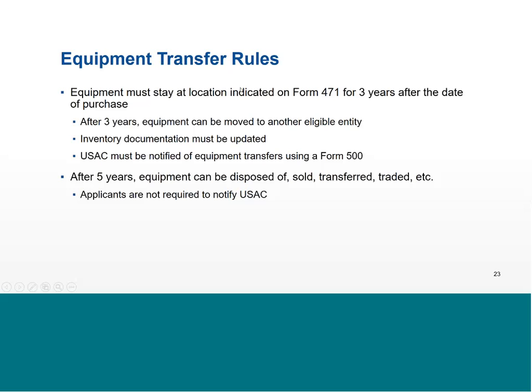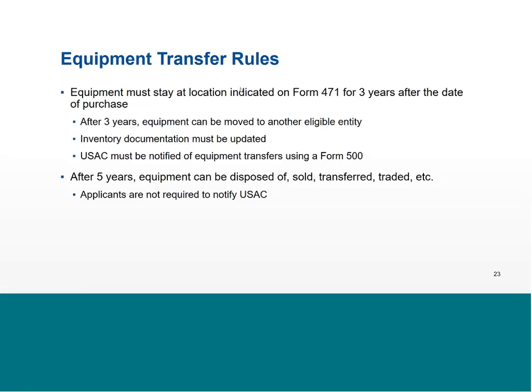Equipment transfers. So the E-rate rules require you to keep equipment in place at the location that you indicated on your 471. So remember, on your 471, you'll have to say what equipment you're purchasing and where it's going. And so that equipment must stay in place for 3 years after purchase. After 3 years, you can move that equipment to another eligible entity, so another library branch. But you have to notify USAC that you're moving it, and you would do that using a Form 500.